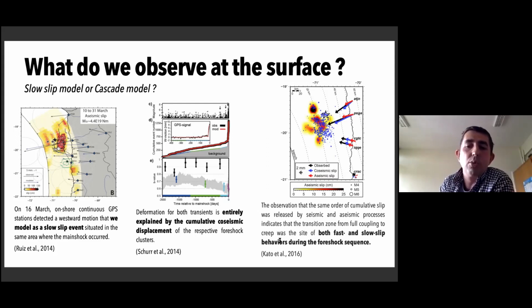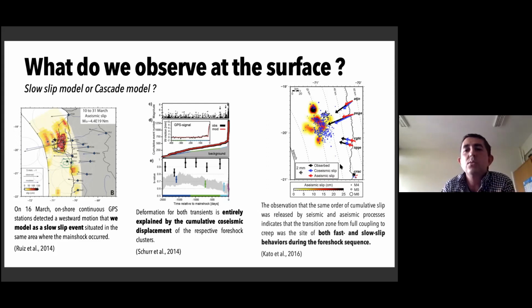And this was proposed, for instance, by a study from Kato in 2016, where he says basically that what we observe at the surface is a mix, an equal mix actually, of fast slip from the foreshocks and slow slip eventually driving these foreshocks. So you can see that this earthquake has an observable preparation phase, but the way you interpret this preparation phase really depends on the groups.